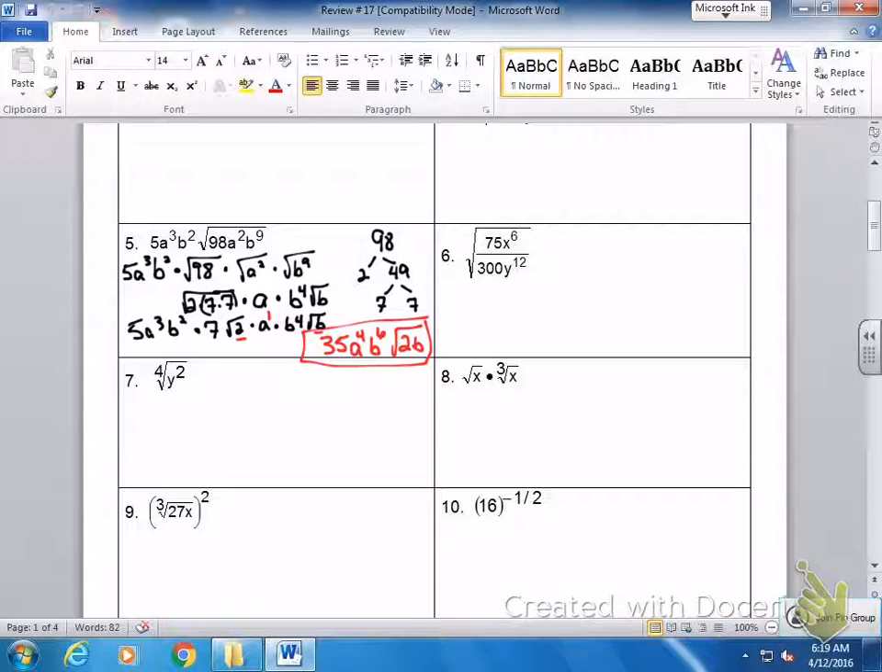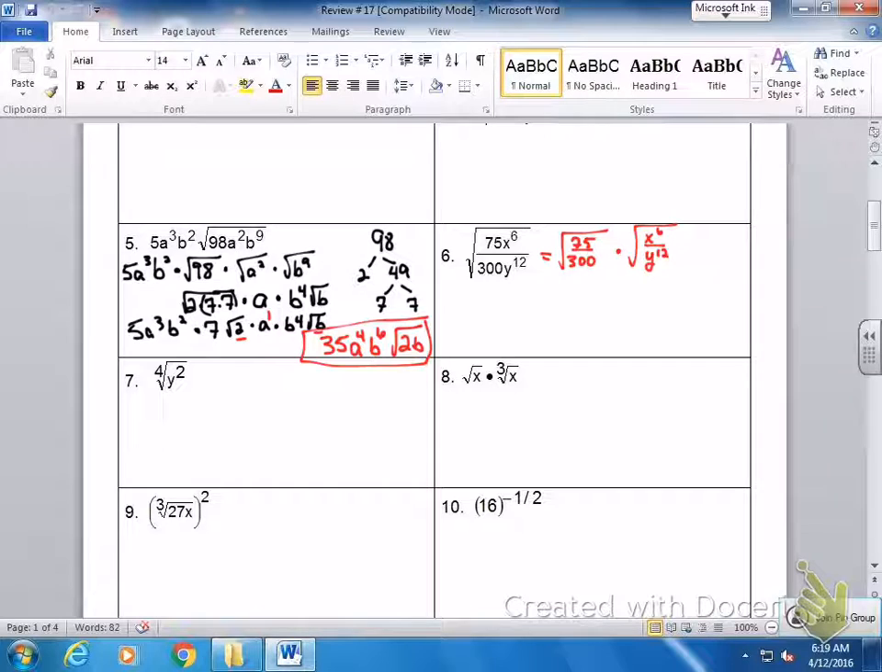I have the square root of 75x to the sixth divided by 300y to the 12th. So I'm going to go ahead and fix this one. I'm going to write this one separately as well. I'm going to say that one of them is the square root of 75 over 300, and that's times the square root of x to the sixth over y to the 12th.